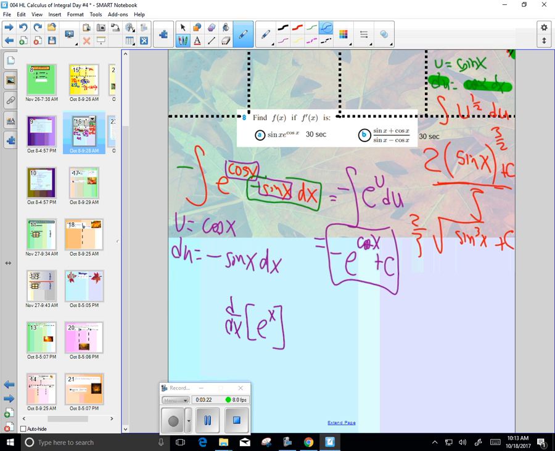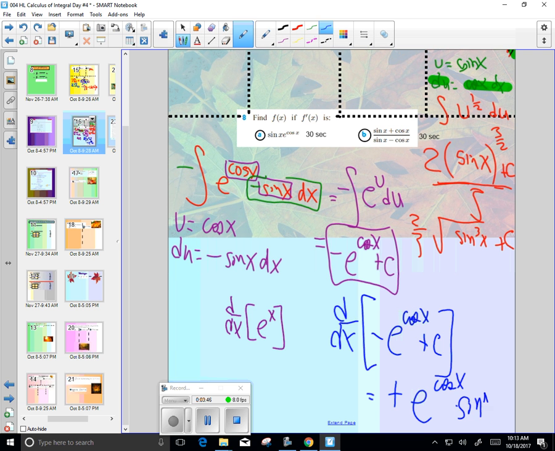You don't believe me, that's fine. Let's take the derivative of negative e to the cosine x plus c. Well, we know the derivative of c is 0, like the derivative of 2 is 0. So this is going to be negative e to the cosine of x times the derivative of cosine x. What is that? Negative sine of x. Is that what we started with? Yes, it is.